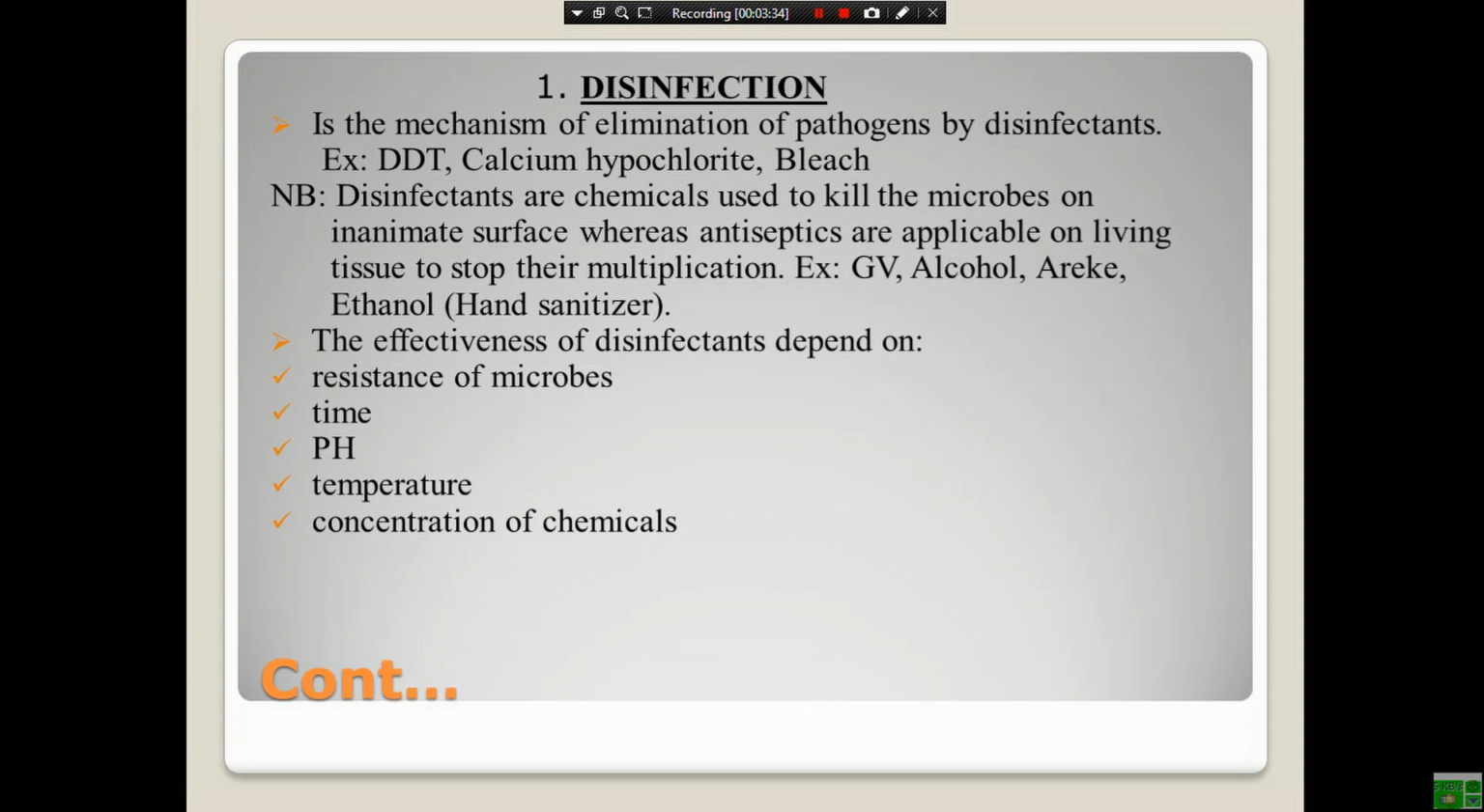The effectiveness of disinfectants mainly depends on, first, the resistance of microbes. Some microbes have endospores or spores, and if they have spores, they are capable of resisting disinfectant. It also depends on time, pH, temperature, and the concentration of the chemicals as manufactured in the industry. Those are the main criteria that determine disinfectant effectiveness.